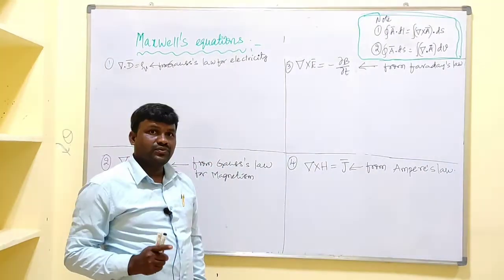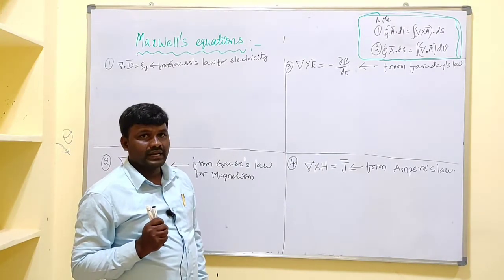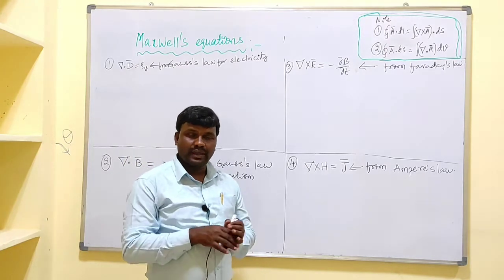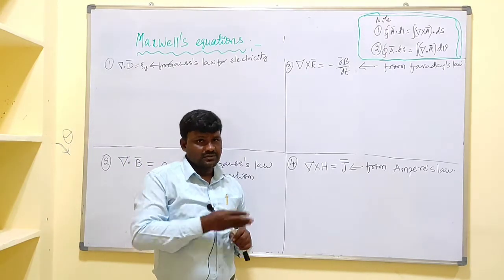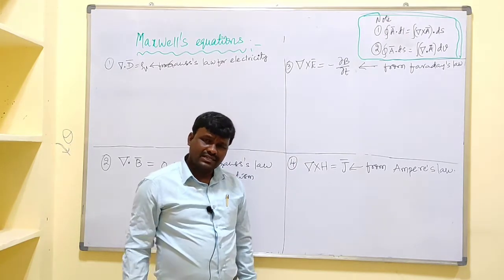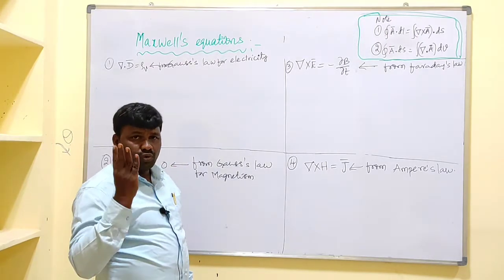In today's class, we will discuss one of the most important topics in electromagnetic theory. The topic is nothing but Maxwell's equations. We have four Maxwell's equations. These are the standard Maxwell's equations, or Maxwell's equations for time varying fields. Basically, we have four equations.